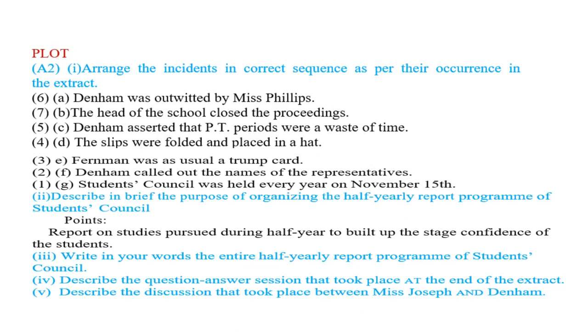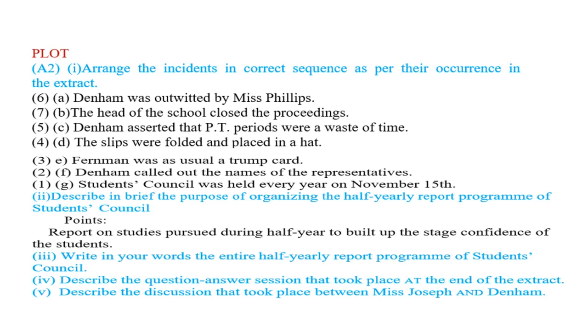Now after completing the characters, we come to the plot of the novel. What is the sequence in which things occur is being asked in this question. So arrange the incidents in the correct sequence as per the occurrences in the extract. Which thing comes first, what happens first, what happens after that. A, B, C, D are the events, and on the left side the numbers 1, 2, 3, 4 are given. Those are the answers of the sequence. You can read it and verify it from the extract.